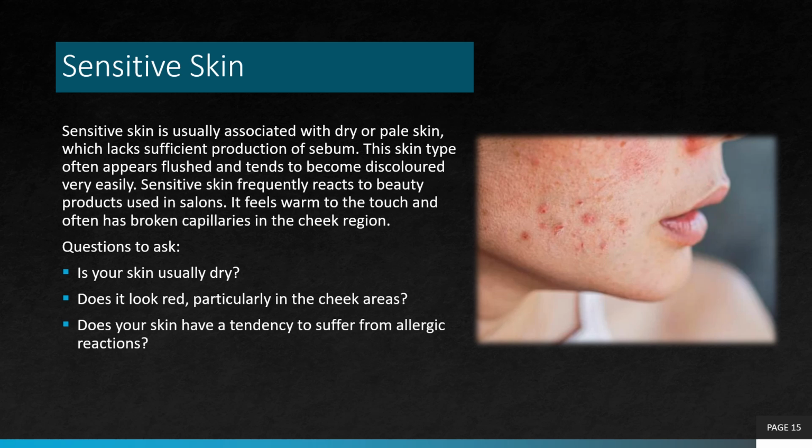Sensitive skin is usually associated with dry or pale skin, which lacks sufficient production of sebum. The skin type often appears flushed and tends to become discoloured very easily. Sensitive skin frequently reacts to beauty products used in salons. It feels warm to the touch and often has broken capillaries on the cheek area.